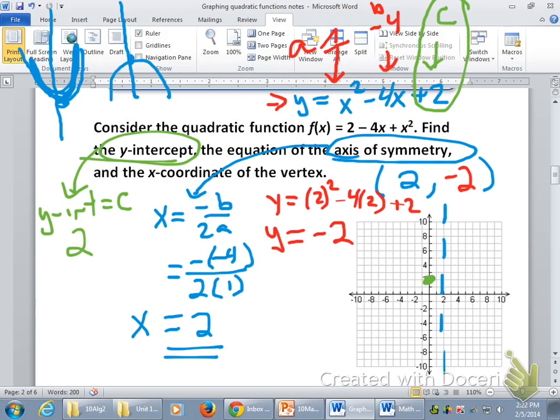So I can actually go to the graph now and put 2, negative 2. Let's see if I can get that right. There. Doesn't want to graph it for me. There we go. So now I know the vertex. Give me one more point, and I can have a good graph of this. Can anybody give me one more point?